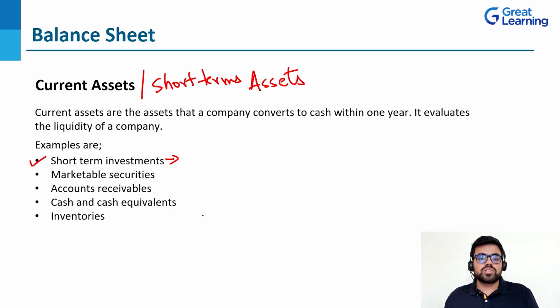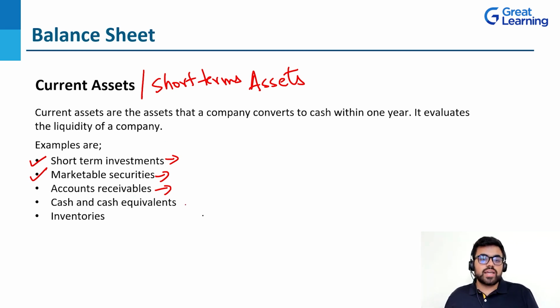Second would be marketable securities. Now, this would be a purchase of government bonds, corporate bonds that can be cashed out within a year. Next would be amount receivable. Now, this would be like the company has given out loans to other organizations or other business entities that would be repaid within a year with interest on it. Okay. So this would also come under the current asset.